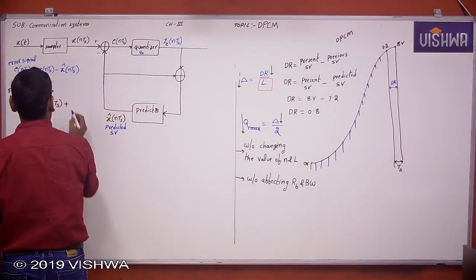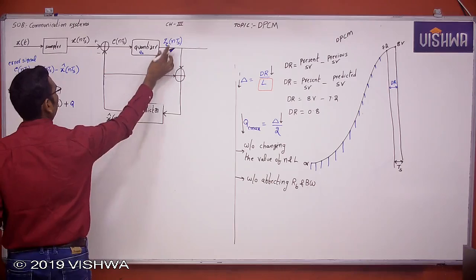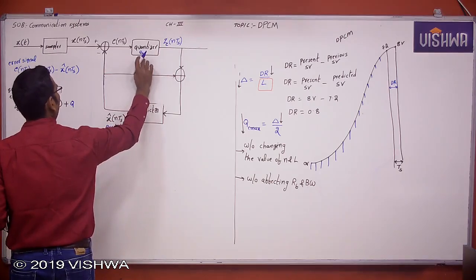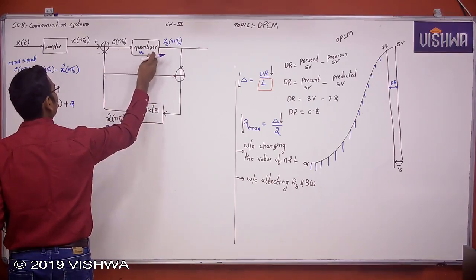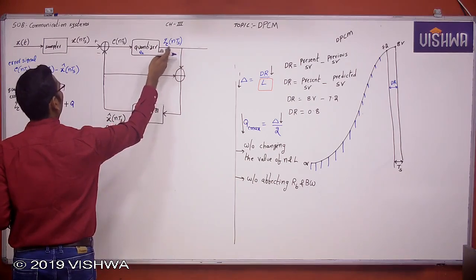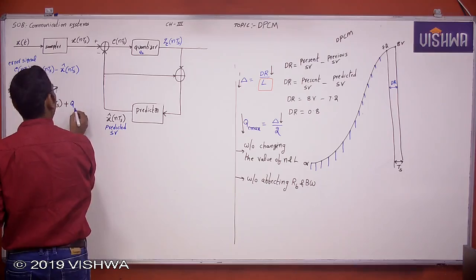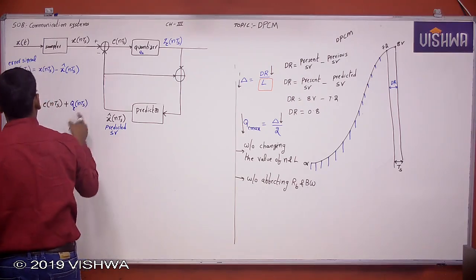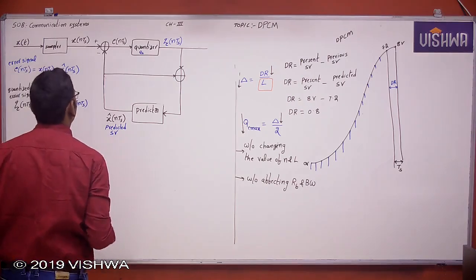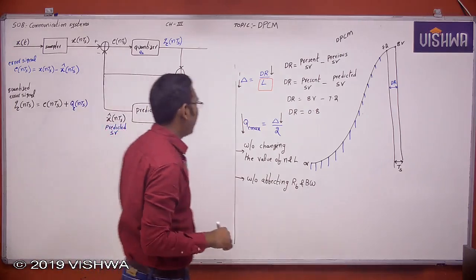Now this is some quantization error. This error signal is going for quantization, and this is the quantized output, which is nothing but the error signal plus some quantization error. Let us take this as QE of nTs. Okay, note down this.